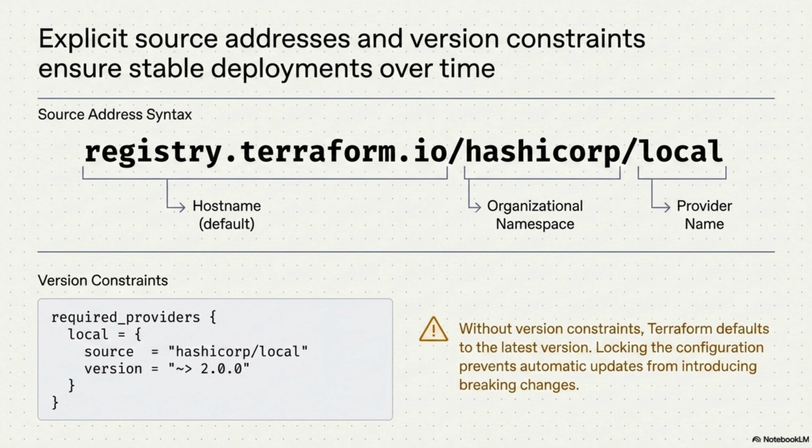Now let's talk stability. As shown here, every provider has a source address like registry.terraform.io/hashicorp/local, and you can lock versions. This is critical, because without version constraints, your infrastructure could break with updates. What this really means is, you control when changes happen. Not Terraform.